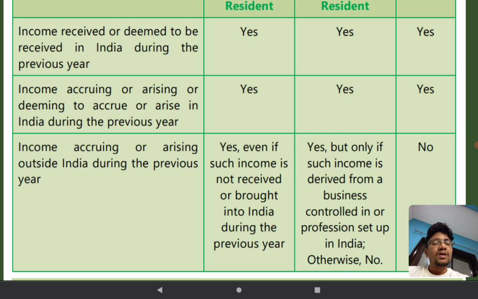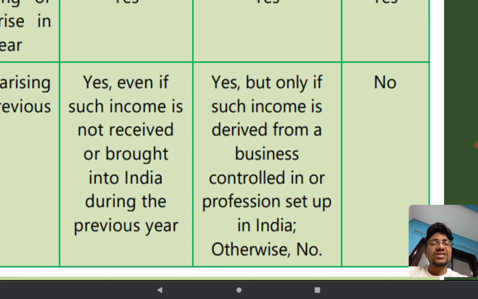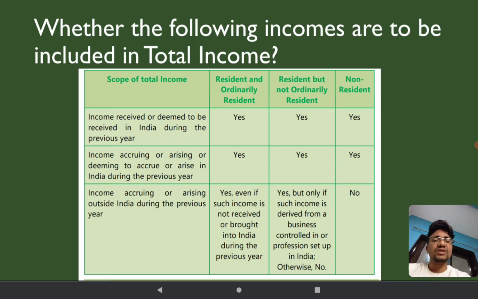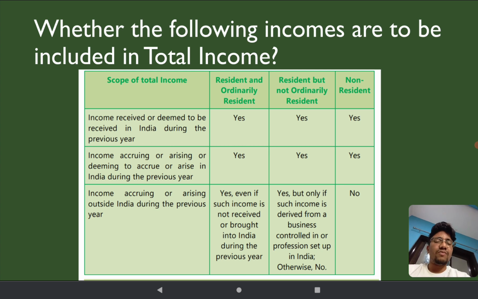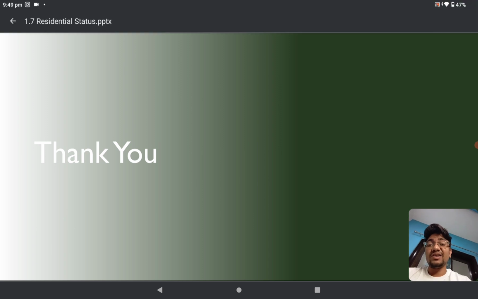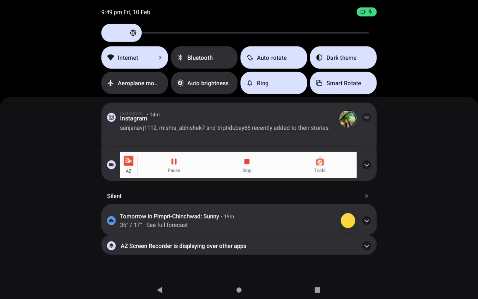But in case of a not ordinary resident, only if such income is derived from a business controlled or a profession set up in India, otherwise no. If you're receiving it outside but the business is run in India, then you have to pay tax in India, otherwise not. And in case of a non-resident, it doesn't matter from where you are earning and where it is set up, right? That is your residential status, the entire story of residential status for an individual.